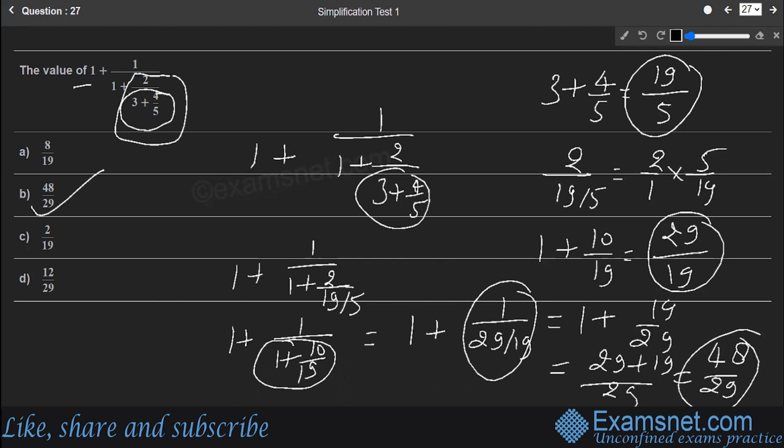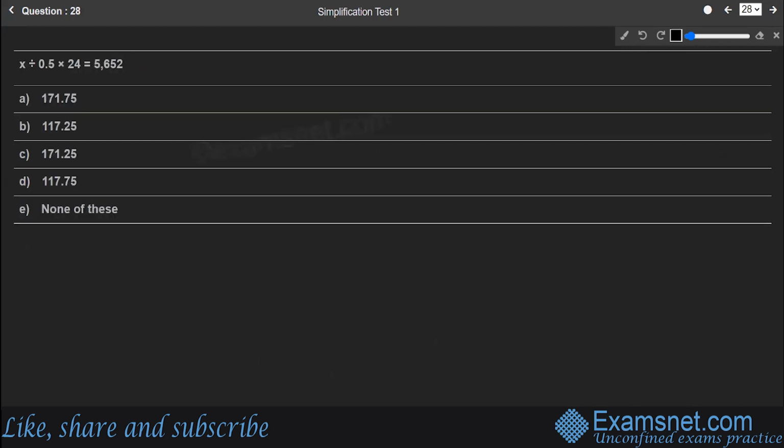Let us see if it is available. It is available in option number B, so that is the right answer. Now he says x divided by 0.5 into 24 is equal to 5652.